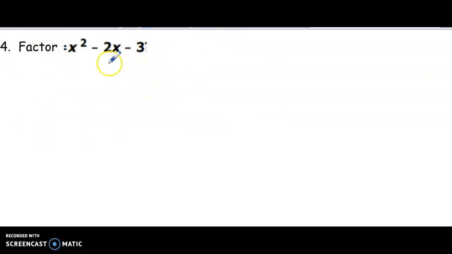Always look for GCF. There is no GCF here, so I'm going to try to factor using my parentheses. The negative means the signs in the parentheses will be different. So I'll have 1 plus and 1 minus. The only factors of x squared are x and x. What can I multiply to get a negative 3? But when I subtract, I get a negative 2.